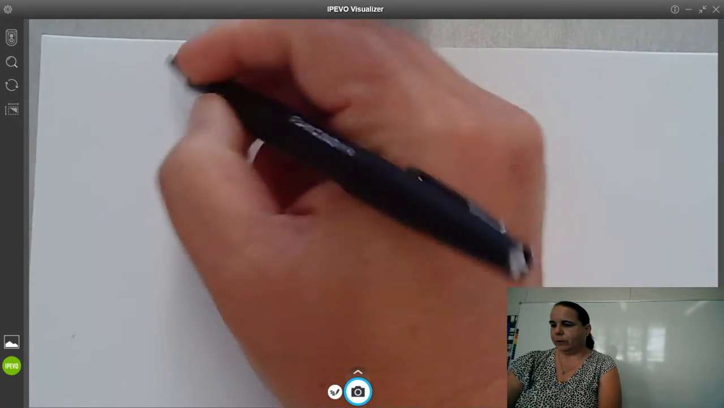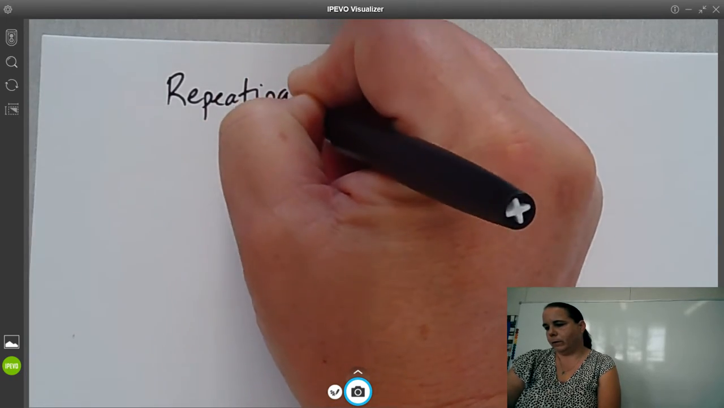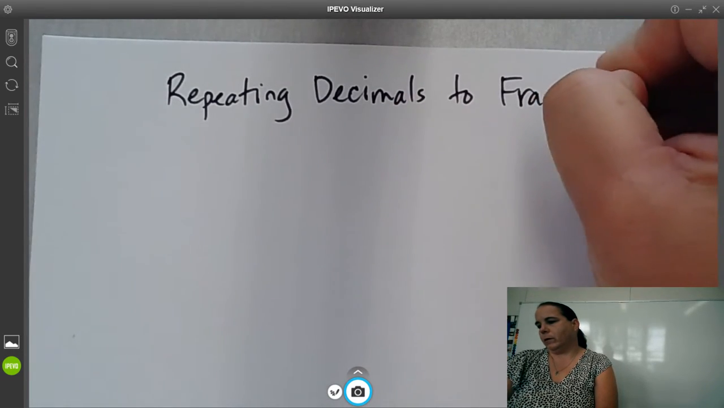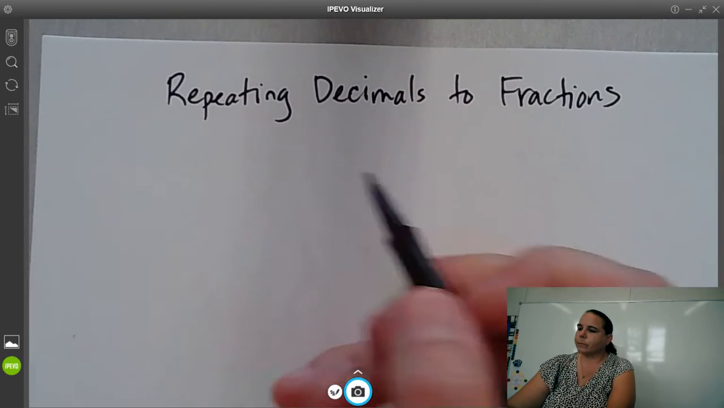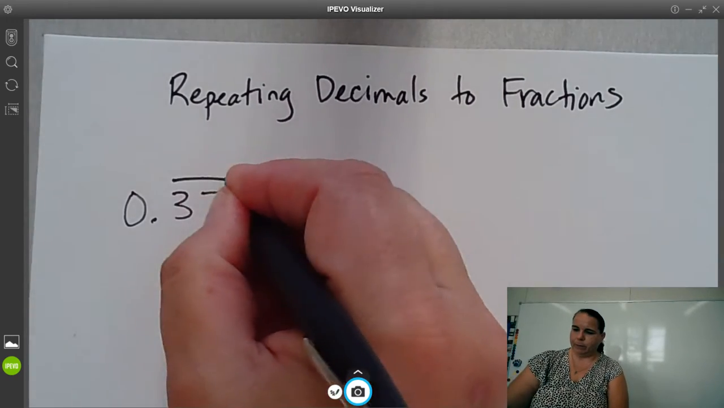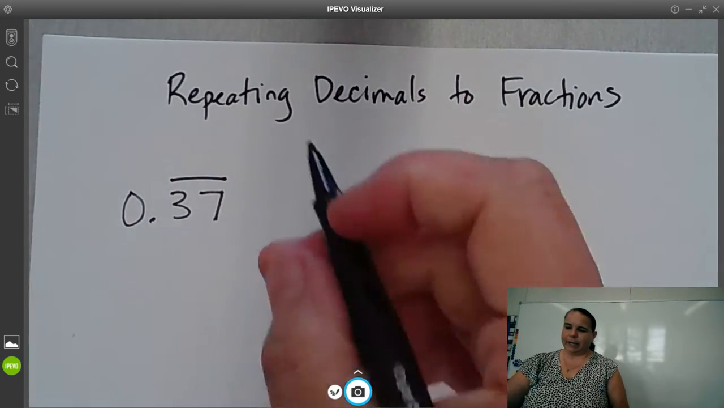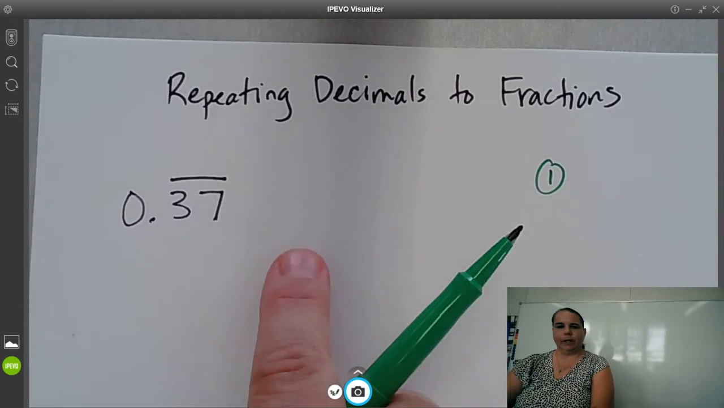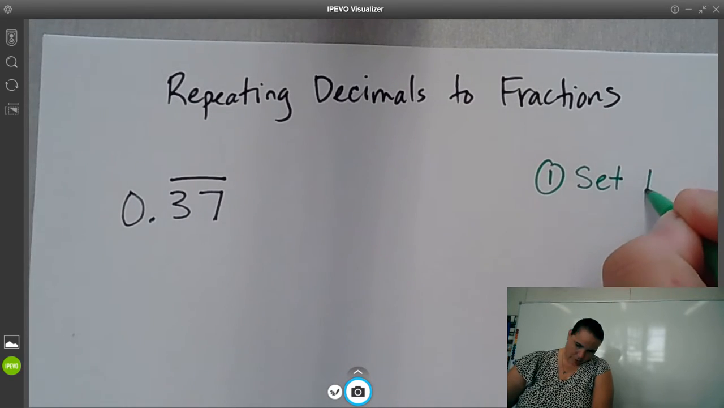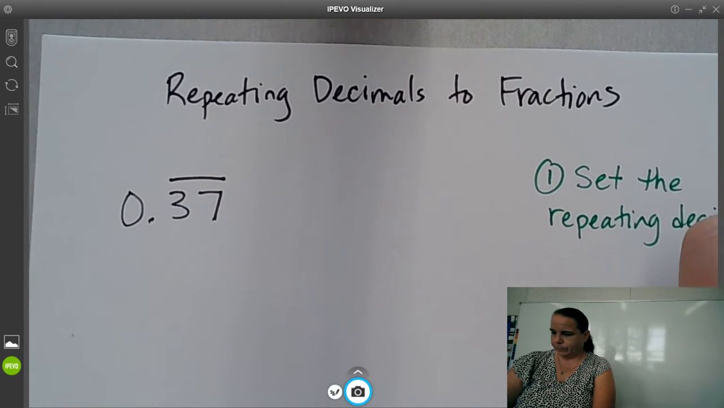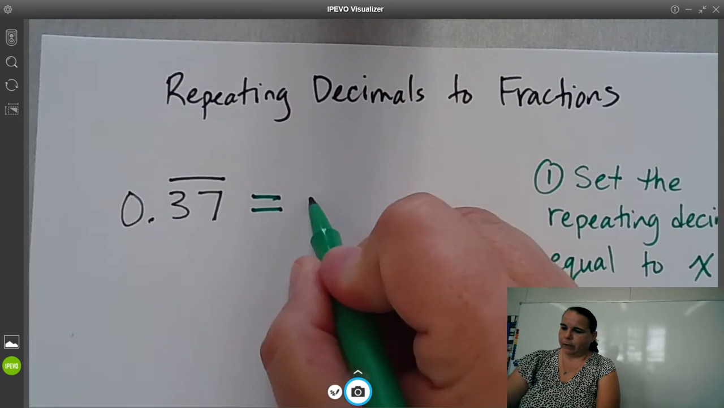So we're going to be changing repeating decimals to fractions. And we're going to start out with 0.37 repeating. All right, so the first step is we're going to make this repeating decimal and set it equal to x. Okay, so that is the first step, is we are going to say this equals x. We're going to set the repeating decimal equal to x. So this is x.